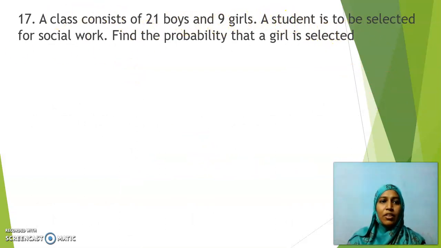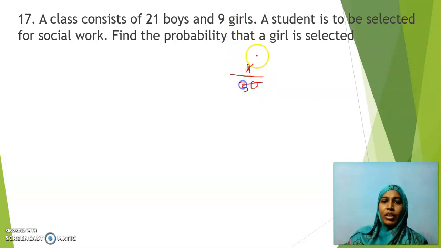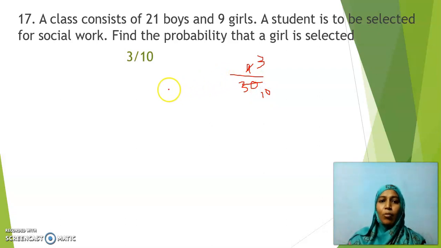The next question is: a class consists of 21 boys and 9 girls. A student is to be selected for social work. Now, what is the total number of students in that class? 21 plus 9, yes, it is 30. Out of this 30, how many are girls? 9 girls. So 9 by 30 is the probability. Can I simplify? Yes, in the 3 table. 3 3s are 9, 10 3s are 30. Can I simplify further? No. So 3 by 10 is the probability.